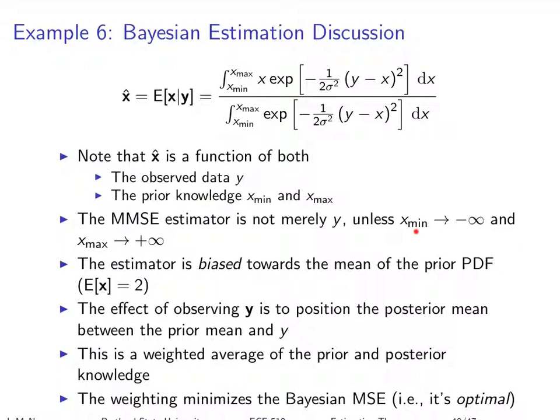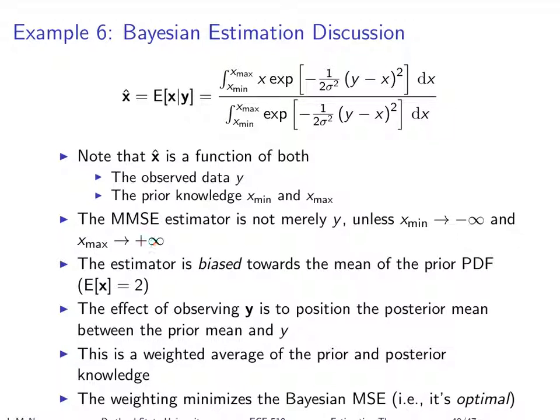I guess this may not be obvious at first, but keep in mind that this is the expected value of x, where this is a normal distribution that has a mean of y. And so the expected value of a normal distribution is, of course, its mean, and the mean is y. And so if x min and x max stretch out to positive infinity and negative infinity, then you're just taking the expected value of a normal distribution with a mean of y, so the mean will be y.